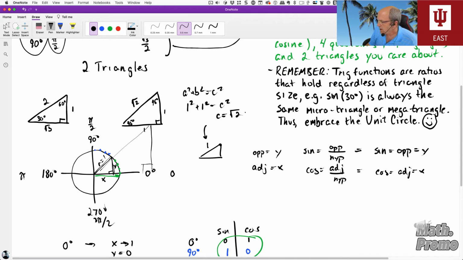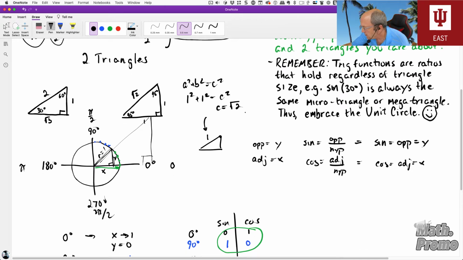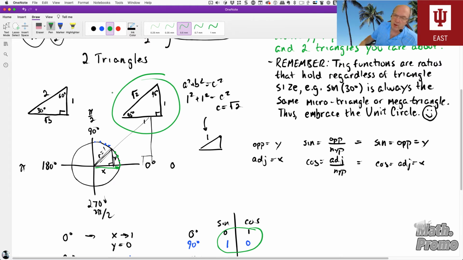So now, just remember that triangle. See this triangle? This one right here. This triangle right there. Just remember that, okay? That's a 45, 45, 90 triangle, or pi over 4, pi over 4, pi over 2 triangle, okay?